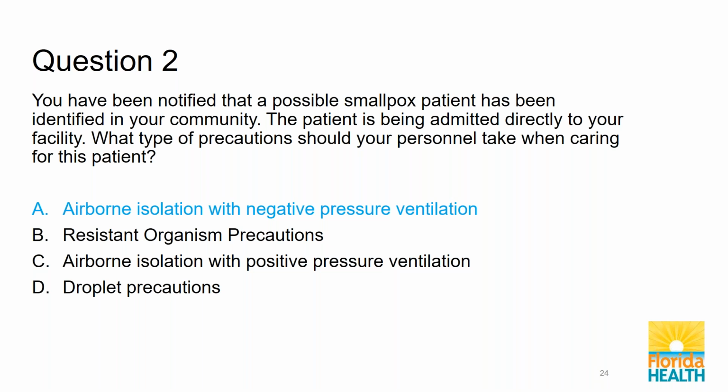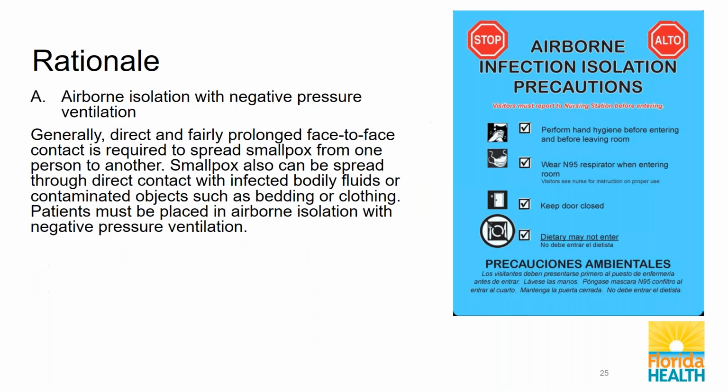For tuberculosis, we're also going to use airborne isolation because of its transmission. It's not just knowing what these pathogens are, but really having a good idea of how they're transmitted and what that pathology looks like, pathogenesis. So the rationale, generally: direct and fairly prolonged face-to-face contact is required to spread smallpox from one person to another. Smallpox can be spread through direct contact with infected bodily fluids or contaminated objects such as bedding or clothing. Patients must be placed in airborne isolation with negative pressure ventilation.